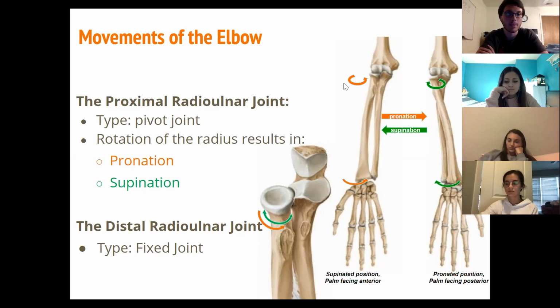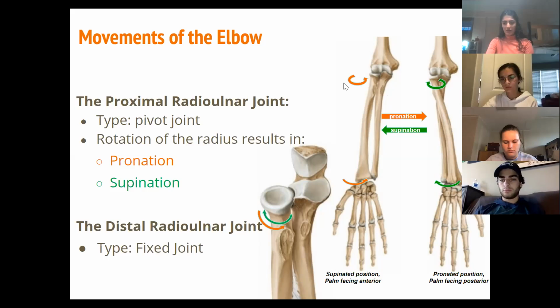And then lastly, I believe everyone was doing this, but we'll just run through this really quickly. So let's just do our demonstration. So what would be flexion of the elbow?